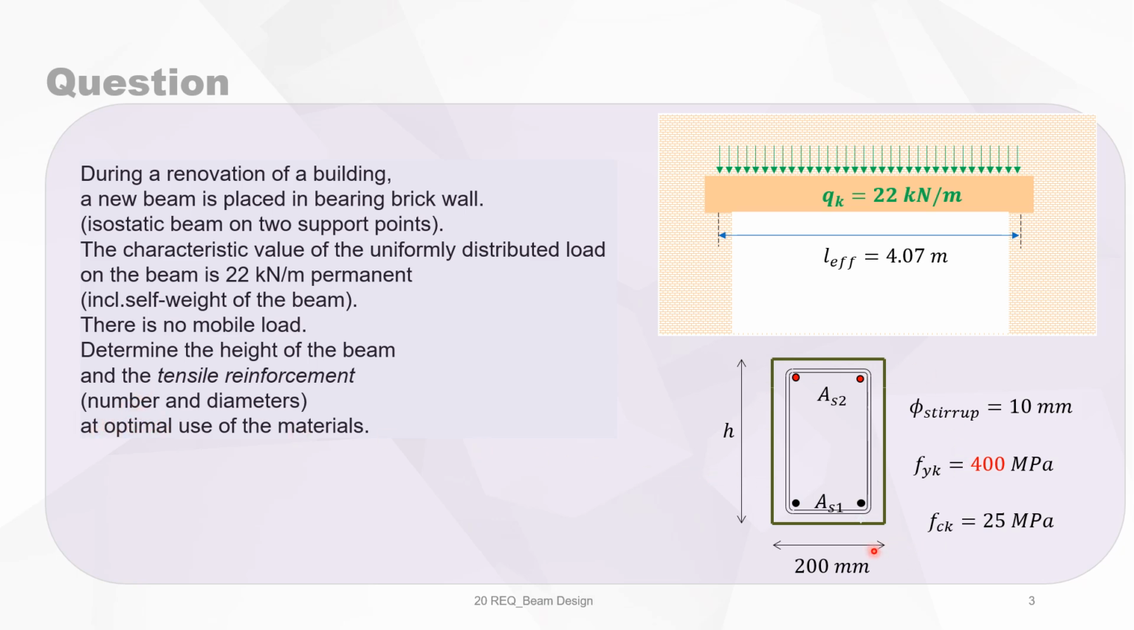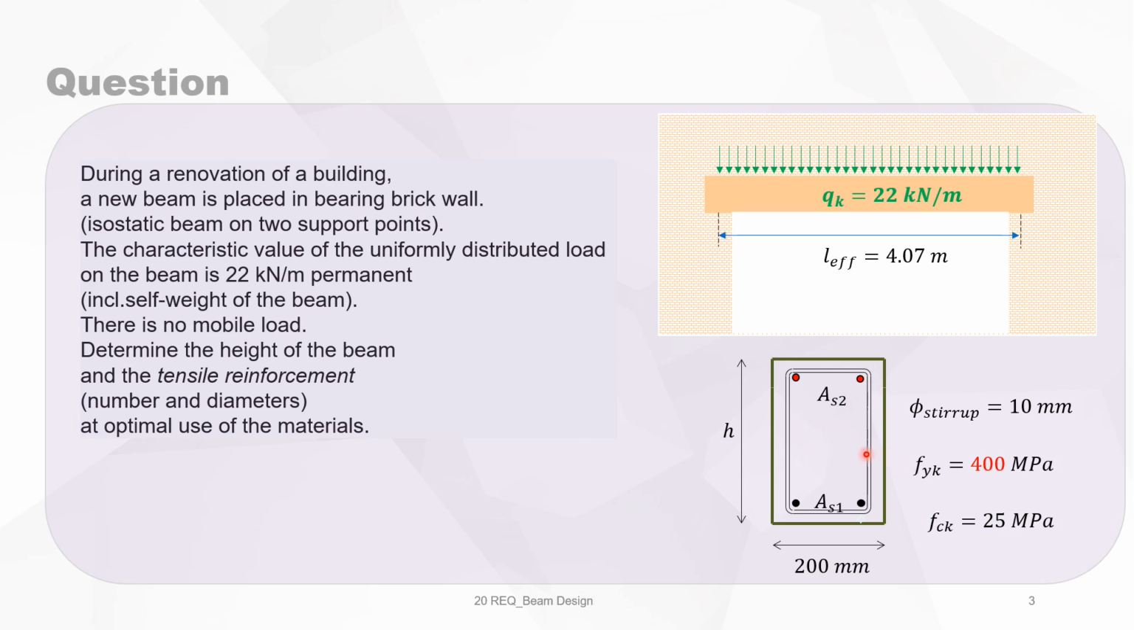The section: because it's in a brick wall, you can consider the width to be the same as the brick wall, which is around 200 millimeters. We have to calculate the minimum height that we need. Here we only talk about tensile reinforcement, so the compression reinforcement in this case is just equal to the minimum reinforcement, but we will not calculate it in this answer.